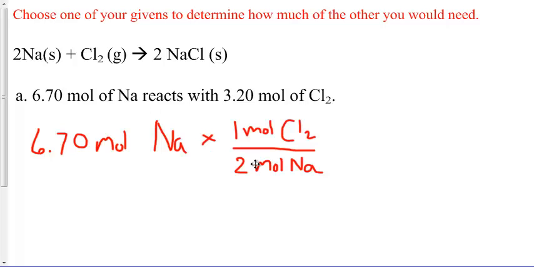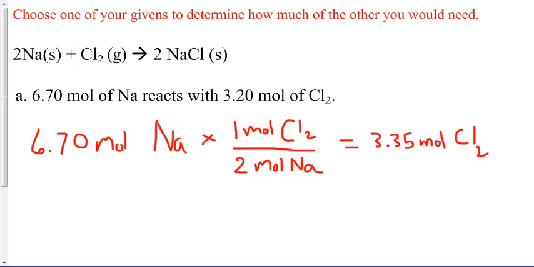So I'm going to put 2 moles of sodium down here because that's 2. And then because there's no coefficient here on the top, I've got 1 mole of chlorine. I will solve 6.70 divided by 2, since the 2 is on the bottom, and that gives me 3.35 moles of chlorine. Now, is that how much I would want to have or how much I actually have?